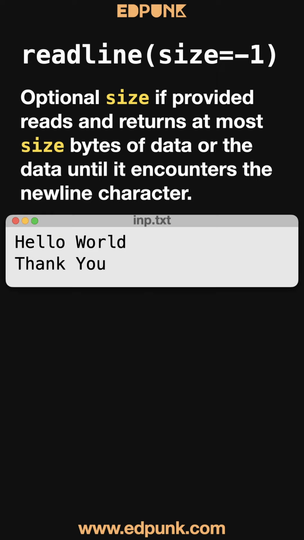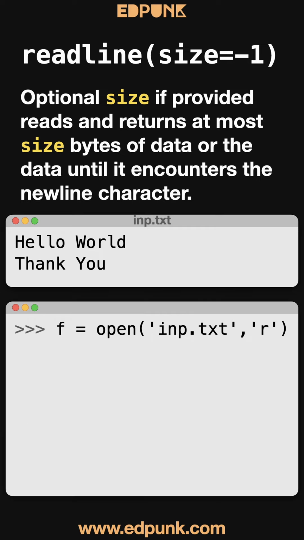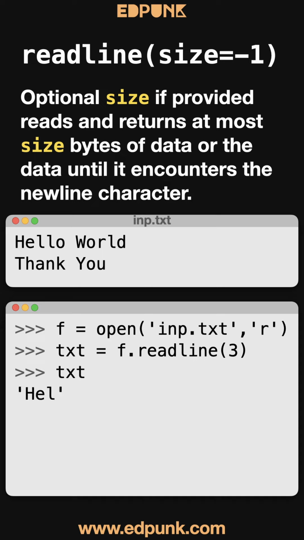Let us take the same file input.txt. Let us open the file in read mode and assign the file object to f. The file pointer is at the start of the file. Now, let us read the first 3 bytes of data or the first line, whichever is smaller, using f.readline(3) and assign it to variable txt. Let us display the value of txt.